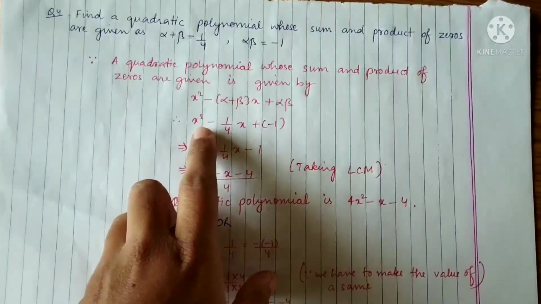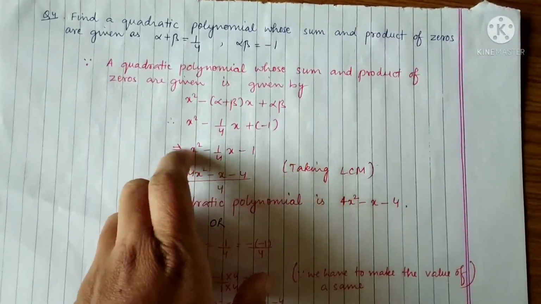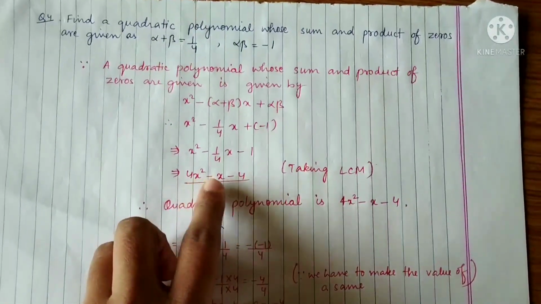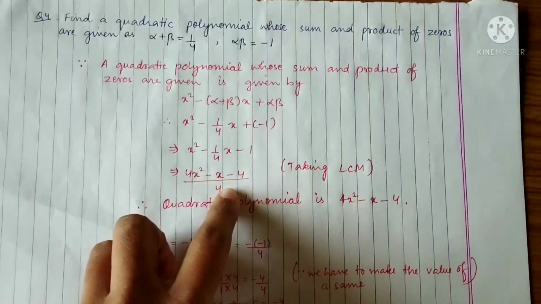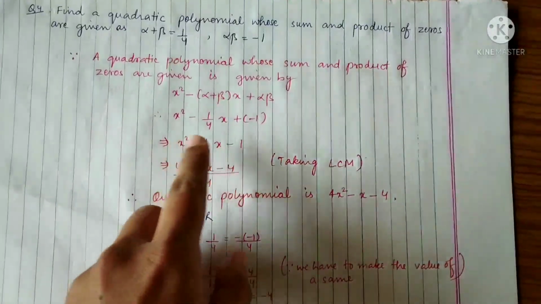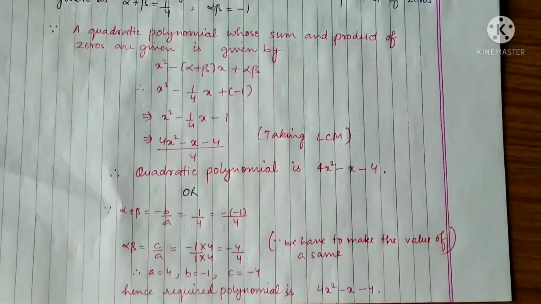तो जब हमने सब्स्टिट्यूट किया तो ये आया एक्स स्क्वायर माइनस 1/4 एक्स प्लस -1. इसको थोड़ा सा सिंप्लीफाई करके हमने एलसीएम लिया तो हमारे पास पॉलिनोमियल आ गया 4x स्क्वायर माइनस एक्स माइनस 4 डिवाइडेड बाई 4. तो हमें जो क्वाड्रेटिक पॉलिनोमियल मिला वो क्या हो गया, जो न्यूमरेटर में आया है 4x स्क्वायर माइनस एक्स माइनस 4. इसी क्वेश्चन को हम एक और तरीके से सॉल्व कर सकते हैं.